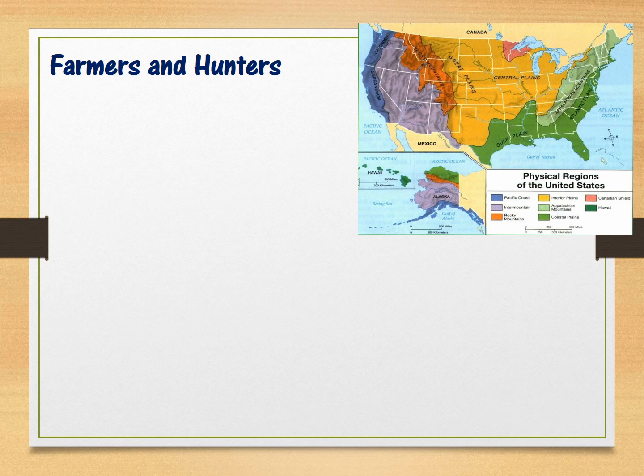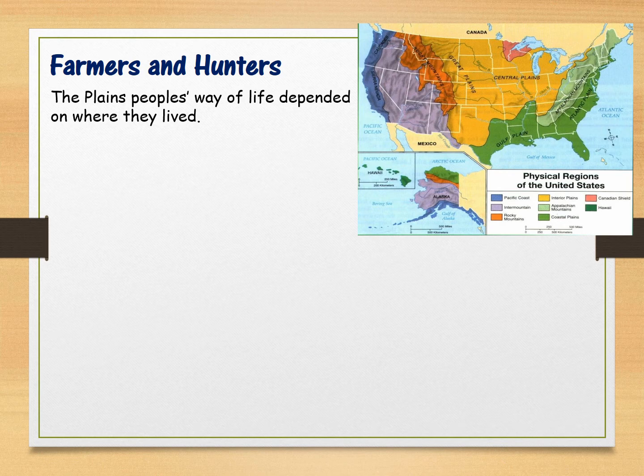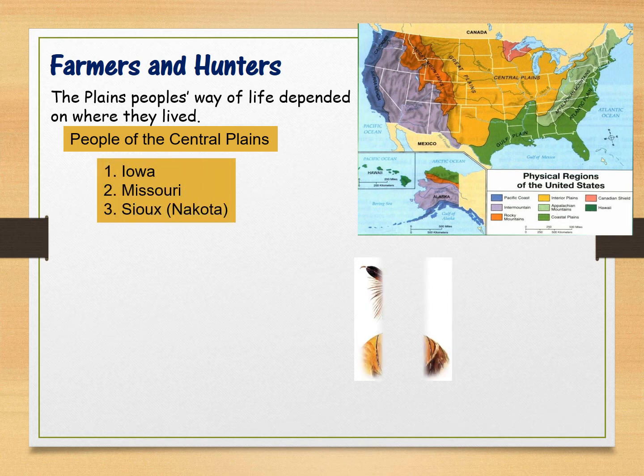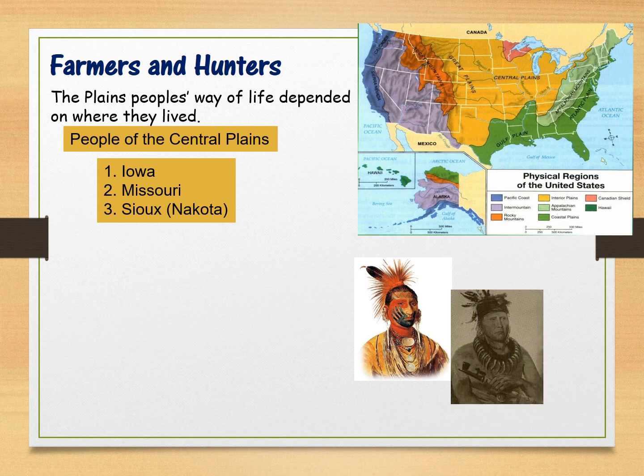While they all needed the buffalo and shared many customs, there were still differences among the plains people. Their ways of life depended, in part, on where they lived. For example, some plains groups lived in the eastern part of the plains. Look at the map here, the one in yellow. We have the Iowa and Missouri who lived there, as did smaller groups of Sioux.